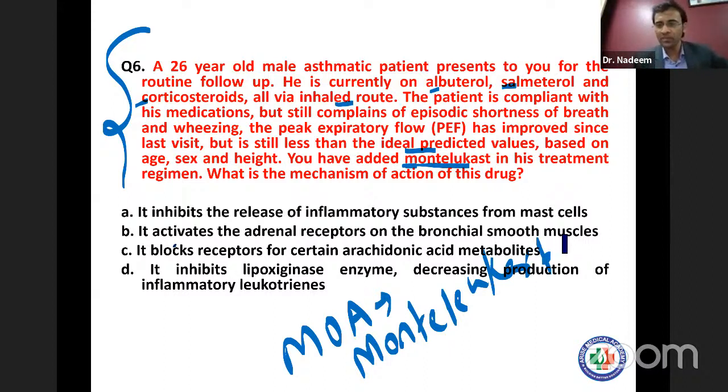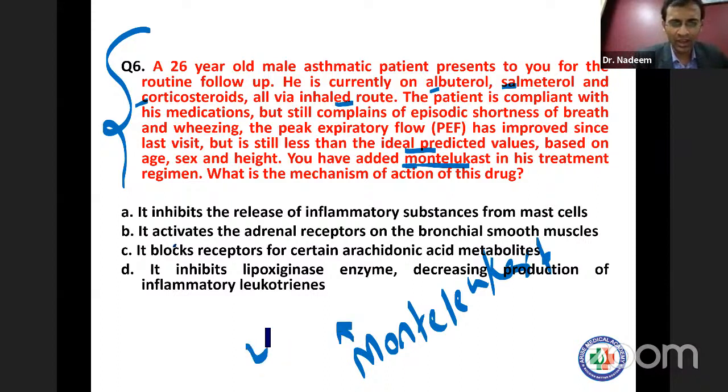Basically, montelukast is a leukotriene inhibitor. Now you tell me, from where is leukotriene made?